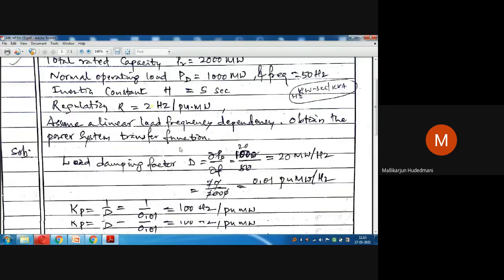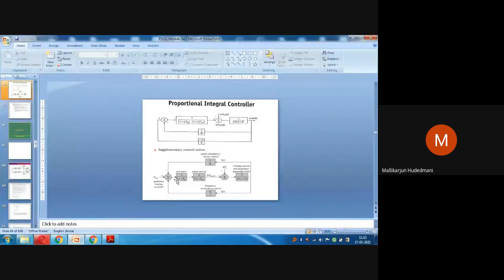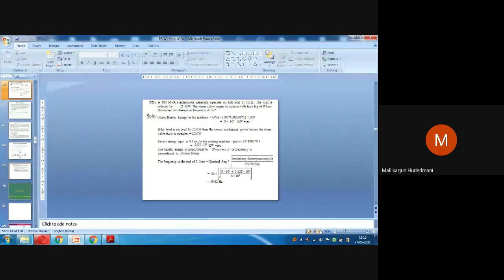You can see what exactly that is. At the end, the transfer function of the system is Kp by 1 plus sTp. What is this Kp by 1 plus sTp? Kp is 1 by D. Kp is 1 by D. Tp is 2H by D. If I take this conversion from the previous page, let me go back and show you. Here I had the power system transfer function.